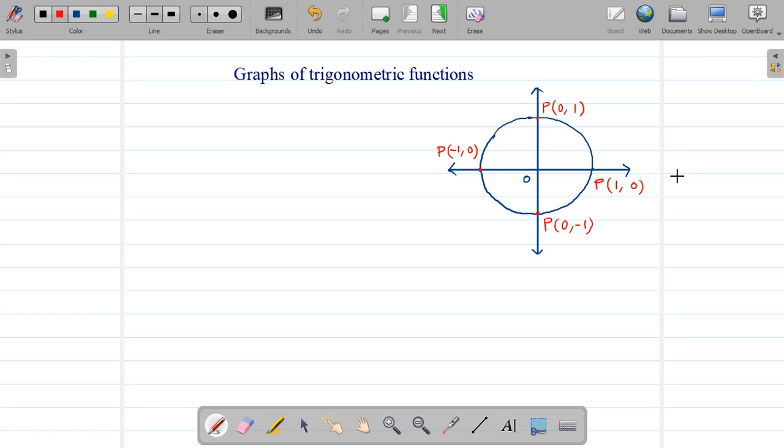Dear students, from the topic graphs of trigonometric functions, today we are going to draw the graph of the function y is equal to cot x.